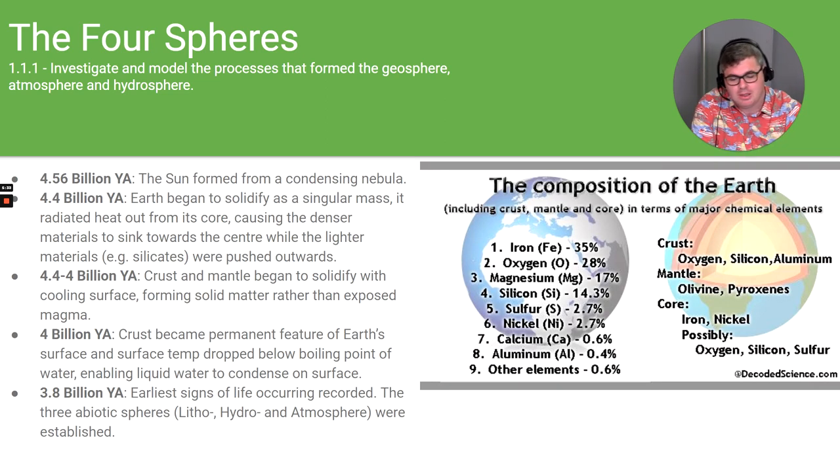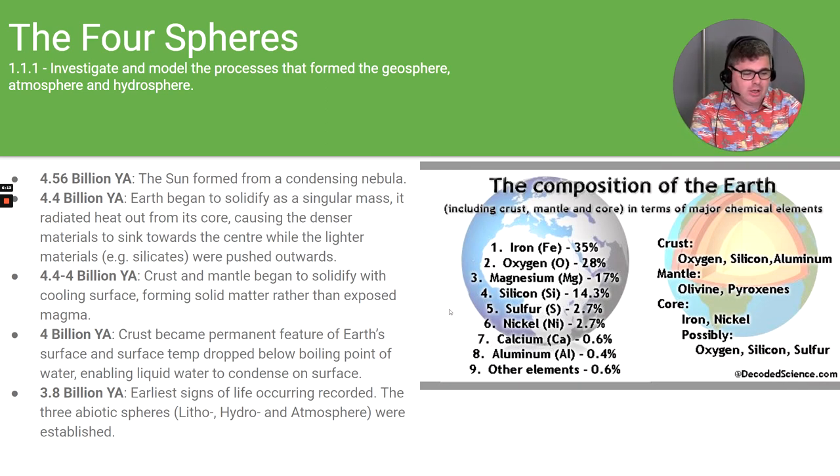Same concept. 4 billion years ago, the crust became a permanent feature on Earth's surface, and surface temperature dropped below the boiling point of water. So that's really good, because it enabled liquid water to actually cool down and condense on the surface, forming the very first rivers and oceans and lakes and such. Now, 0.2 billion years later, the earliest signs of life began to occur. So, as such, the three abiotic spheres, so spheres that didn't have any living things in them, like lithosphere, hydrosphere, and atmosphere, became established. They became a permanent fixture in our planet.